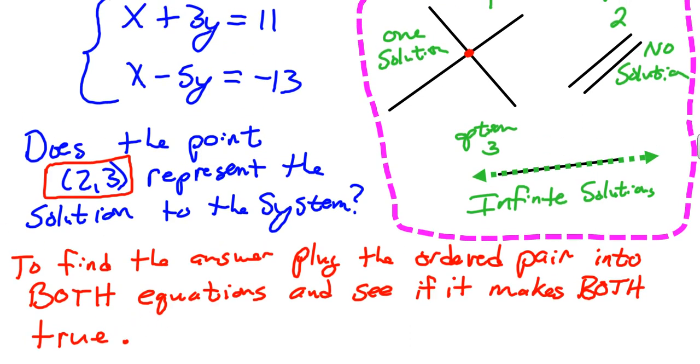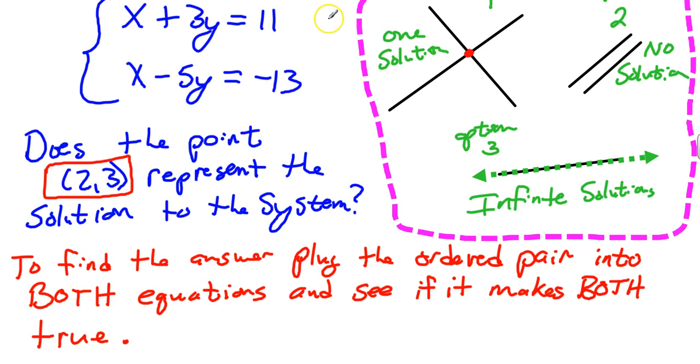Now if the answer to the first one is yes, if it makes the first equation true, then you have to go on to the second one and check it. If it makes the first one false, you don't have to check the second one, because both have to be true. If you plug the given solution in here and it doesn't make this equation equal, you don't have to worry about plugging into the second.